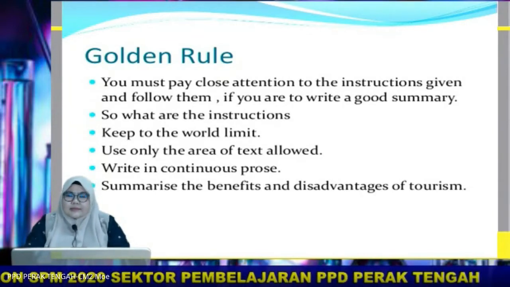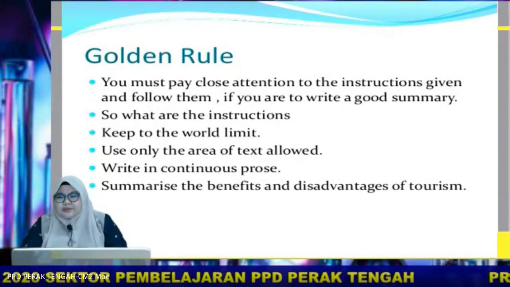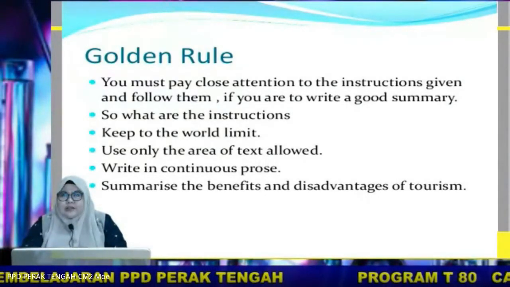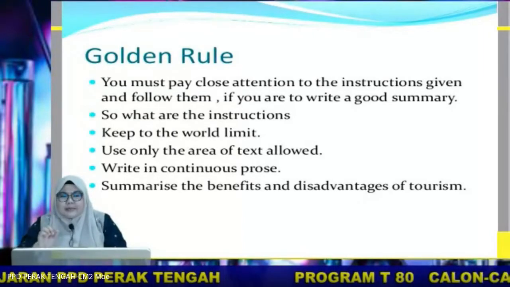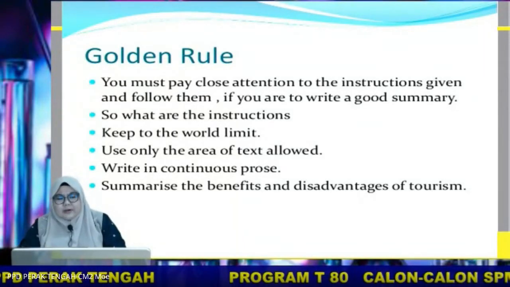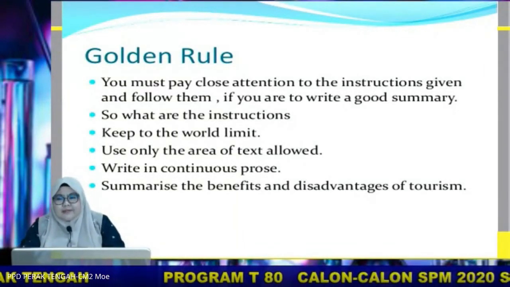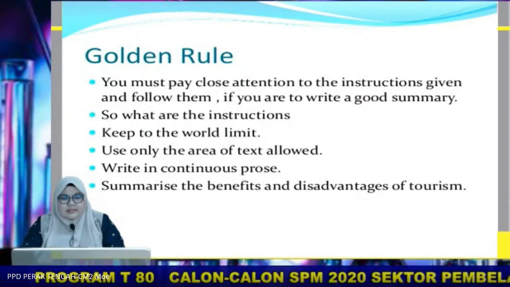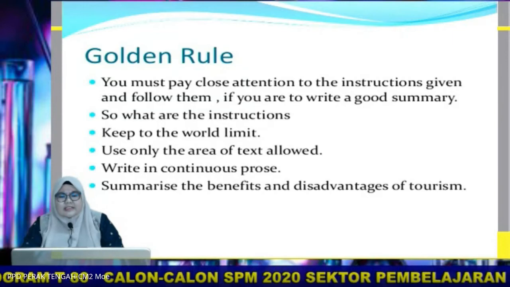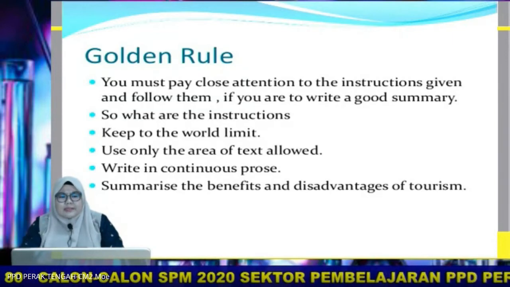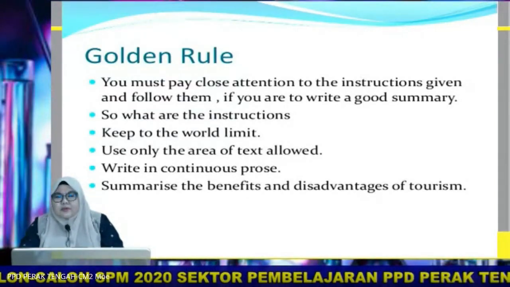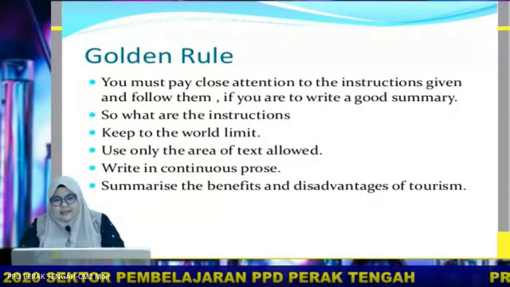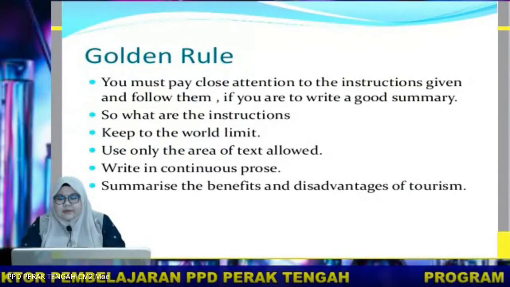Next, write in continuous prose. Meaning here, you cannot write in points. You cannot jot down points for your summary because it should be in continuous form in a paragraph. And then, summarize the benefits and disadvantages of tourism. This is an example of the question. Summarize the benefits and disadvantages of tourism. One of the examples for the summary. Okay, next.